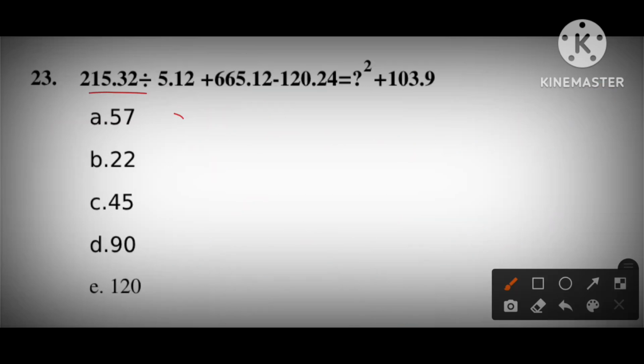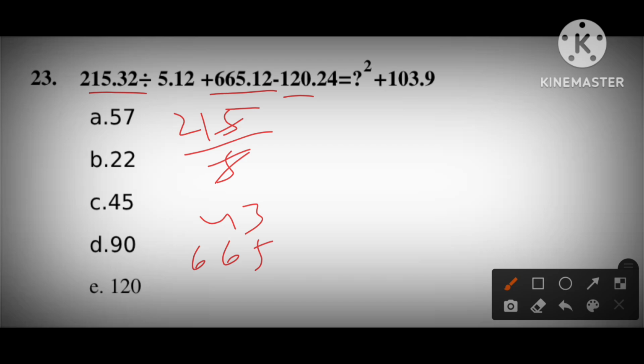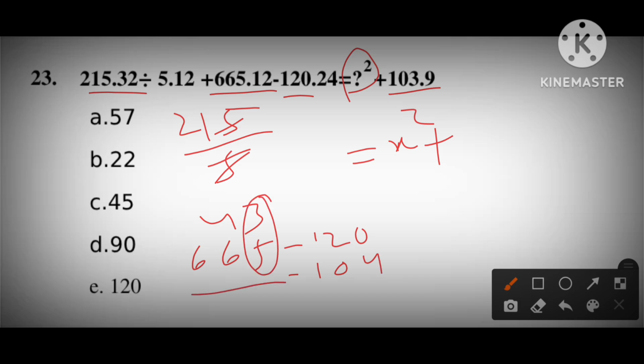Third question, 215 divided by 5, 40 times and 3 times 43. Here we have plus 665 minus 120 and here question mark square plus 104. 104 comes this side with minus 104. So here we have 8 minus 4, which will be 4, and 10 minus 2 8, 6 minus 2 which will be 4, 484 equals to x square. So answer will be 22. Option B is the answer for this question.